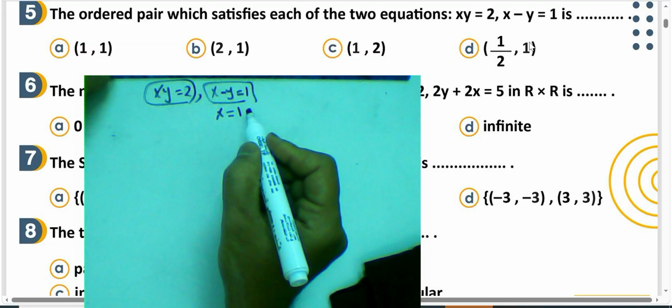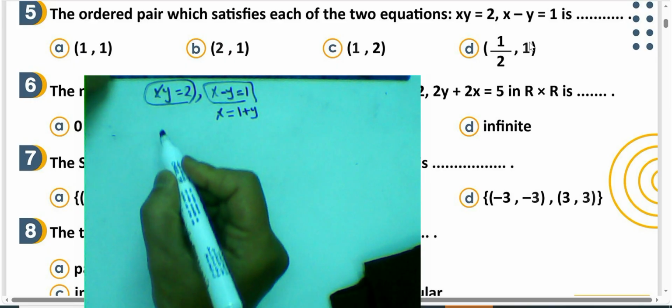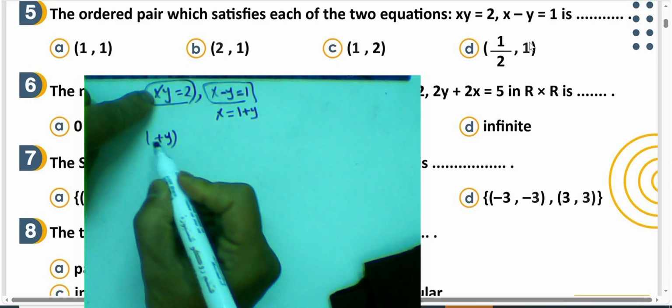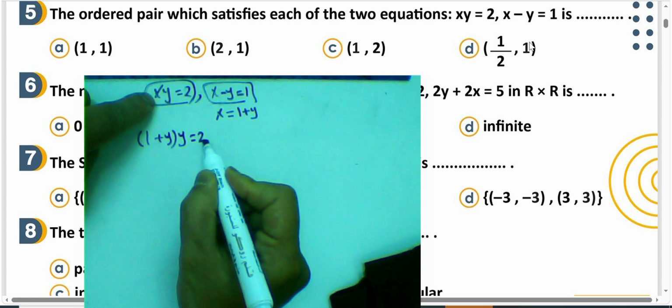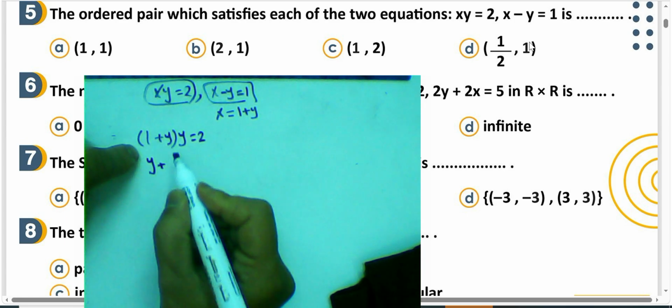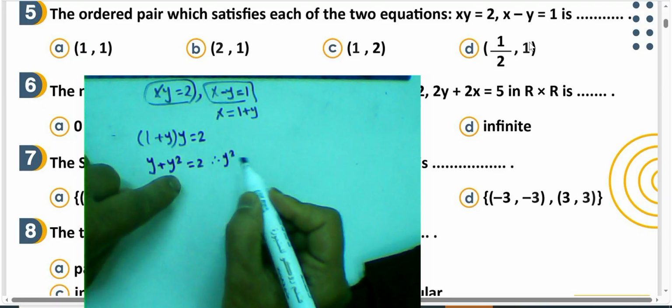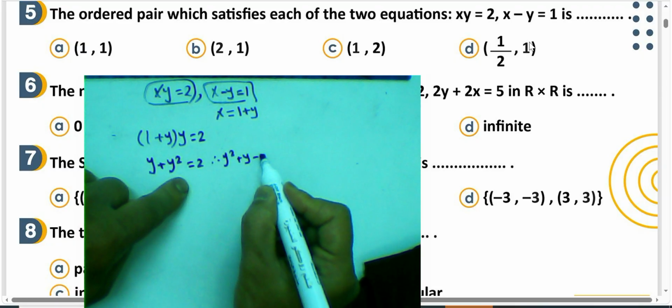Then x equals 1 plus y. Put this value in the expression, so the value of x will be 1 plus y. (1 plus y) times y is 2. Then 1 times y is y, and y times y is y squared. Then y squared plus y minus 2 equals 0.